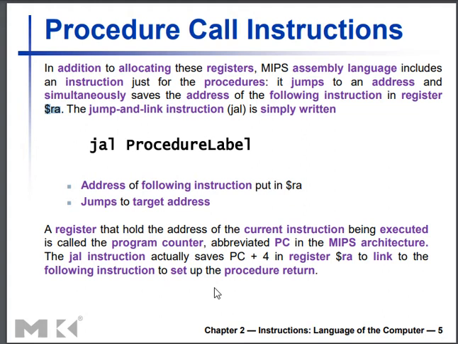You might know one thing, there is a register called PC. PC means program counter. This PC is going to have the address of the current instruction being executed. So if you want the address of the next instruction, you add 4 to the PC value. When you add 4 to the PC value, it will be the address of the next instruction following the jump and link. In that way, MIPS saves the address of the next instruction in register RA.